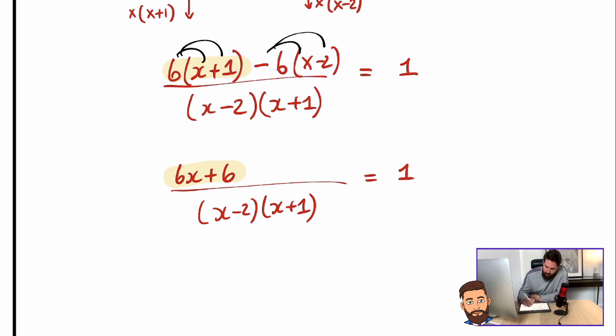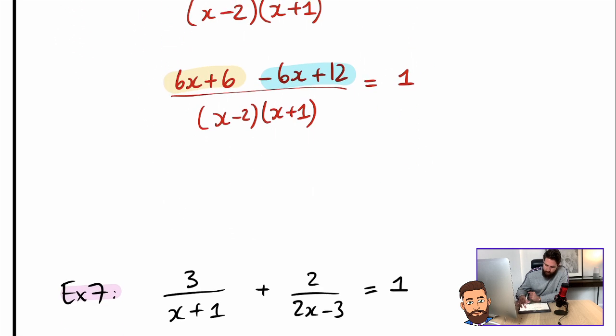Now be really careful here. Remember, I've said this a lot in my lesson series. This minus is not floating. It is attached to this 6. So we're actually timesing this whole bracket by minus 6. And that makes a massive difference. So minus 6 times x is minus 6x. And this is why it makes a massive difference. Minus 6 times minus 2. A minus times a minus is a plus. 2 times 6 is 12. So that would become plus 12.